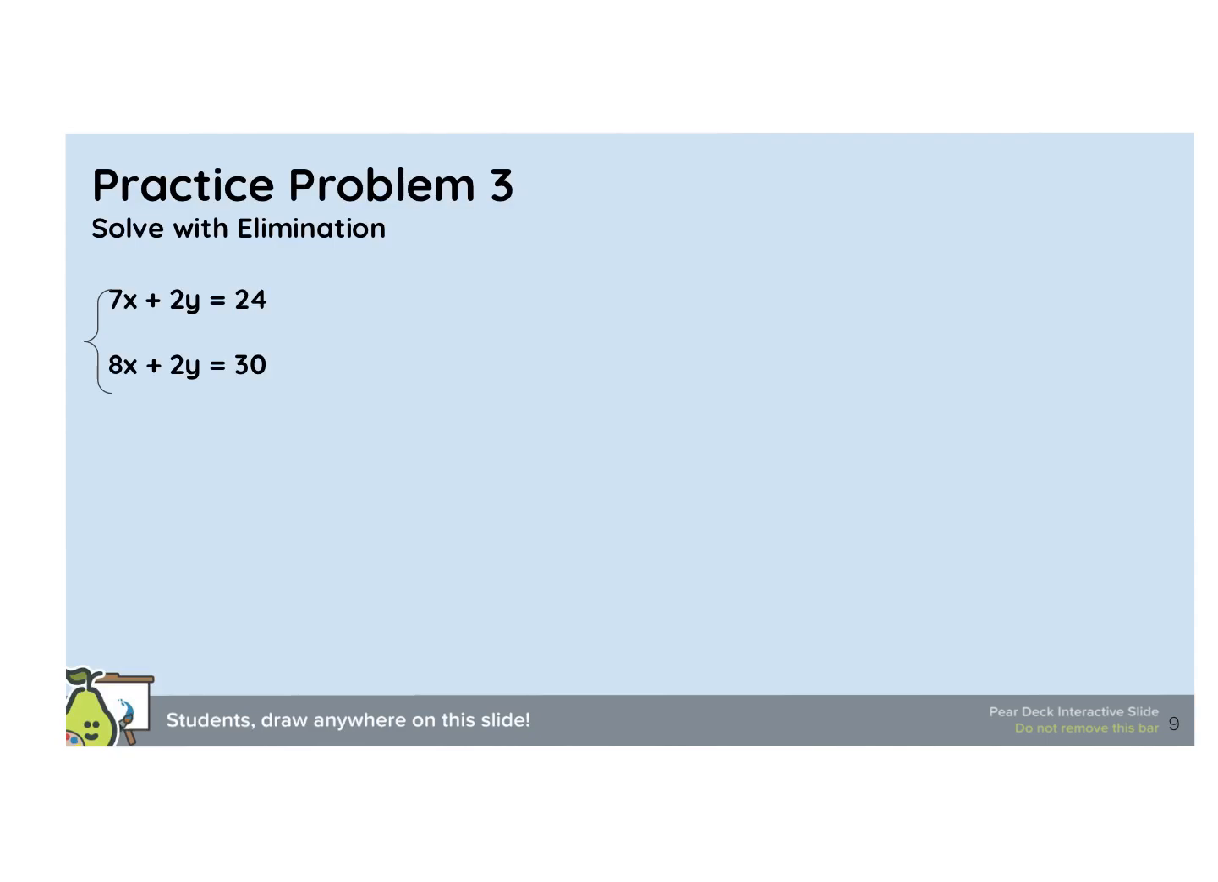Practice problem 3, let's look at our coefficients. With x, we have a 7 and an 8. And for y, we have a 2 and a 2. So we're going to eliminate our y's. They have the same sign, so we are going to subtract. Okay? Put a minus sign out here.